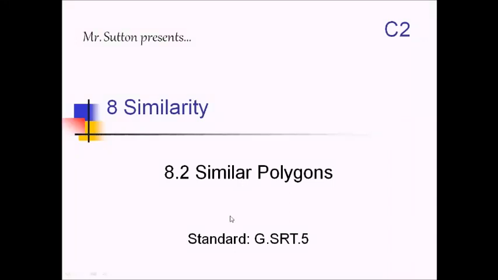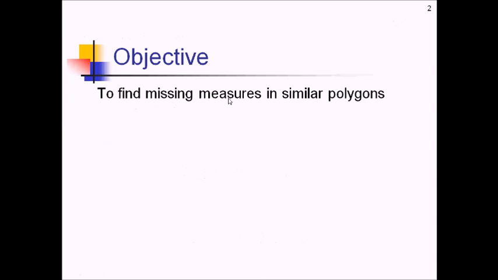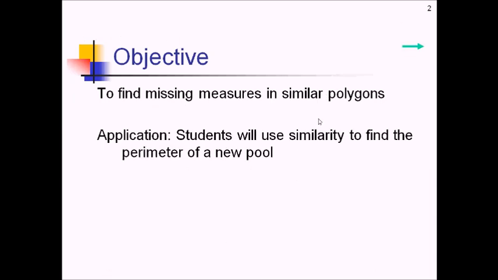Hi there, Mr. Sutton here, bringing you a lesson on similar polygons. In this one, we'll find missing measures of these similar polygons, and specifically, we'll use similarity to find the perimeter of a new pool based on the dimensions of the old one.